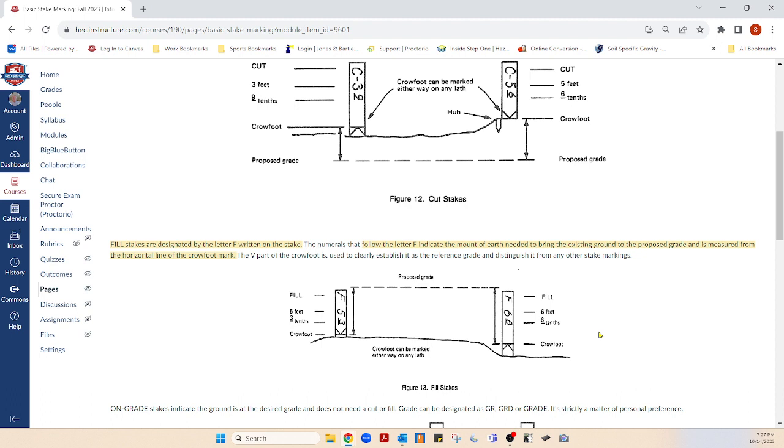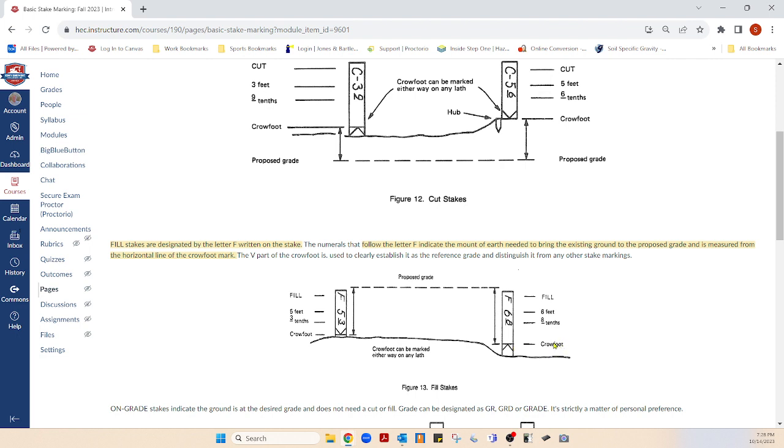Field stakes are designated by the letter F, and they're written on the stake. The numerals that follow the letter F indicate the amount of earth needed to bring the existing ground to the proposed grade and is measured from the horizontal line of the crowfoot mark. The V part of the crowfoot is used to clearly establish it as the reference grade. And it doesn't matter in what direction. Just because it's pointing up doesn't mean it's a fill. Because it's pointed down here doesn't mean it's a cut. It's just pointing out this is your reference line. This is your crow's foot.